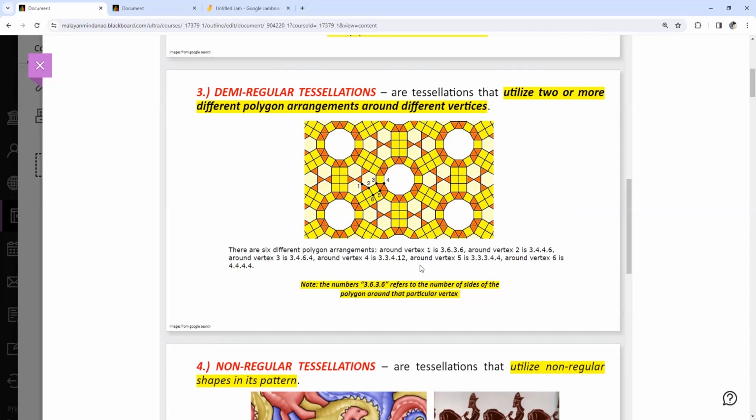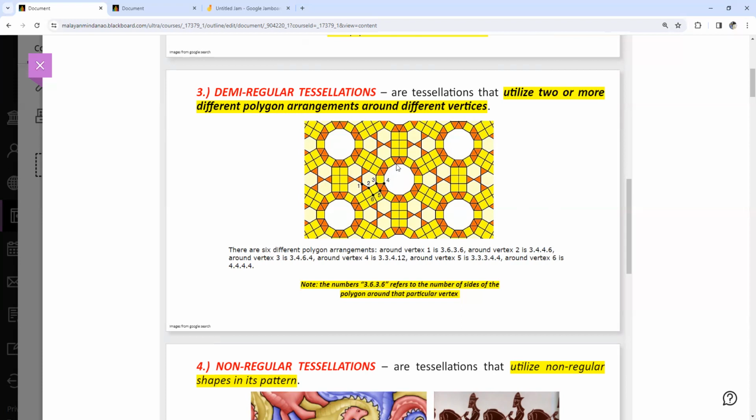For demi-regular tessellations, there are several vertices that have different shapes surrounding them, but there's a limited number of vertices. So there are only 6 kinds of vertices in this example, and for each kind of vertex, a different set of polygons surround it. But that's all, no? There are only 6 kinds.